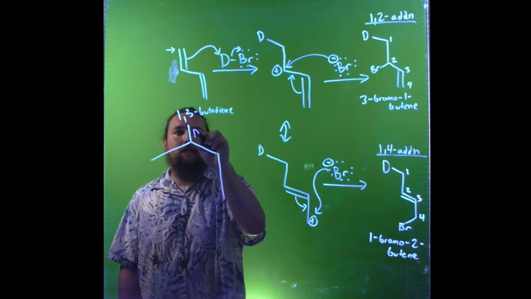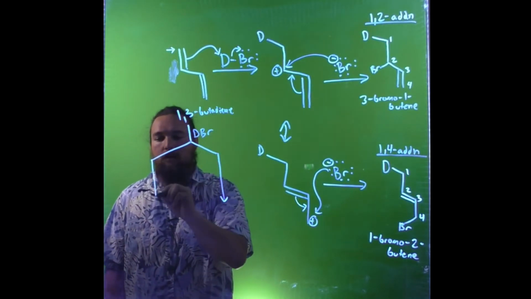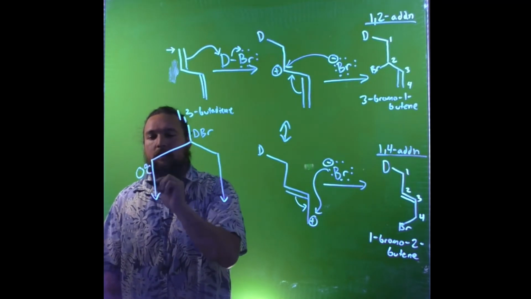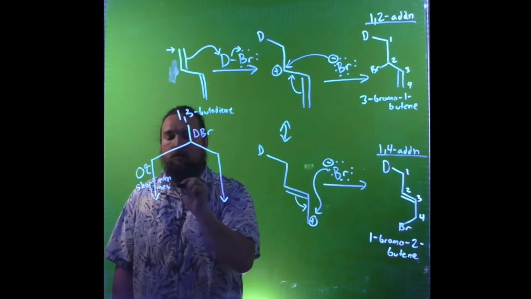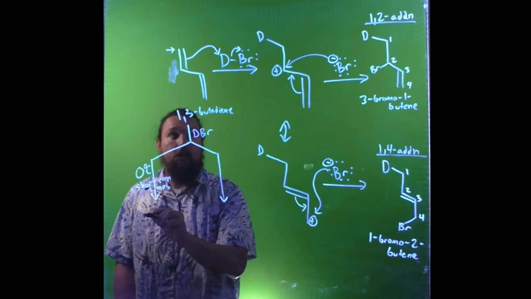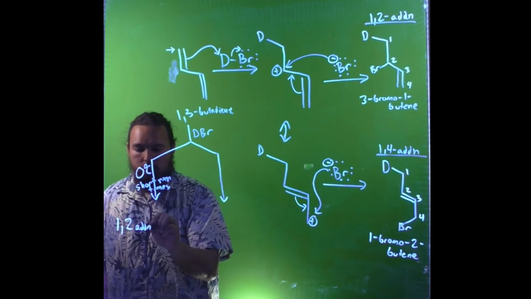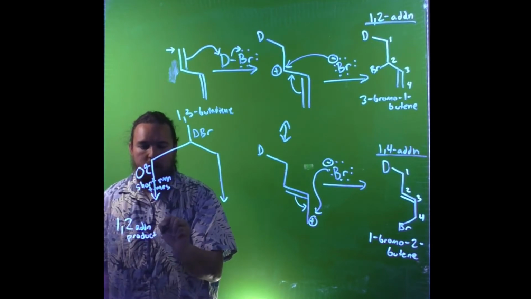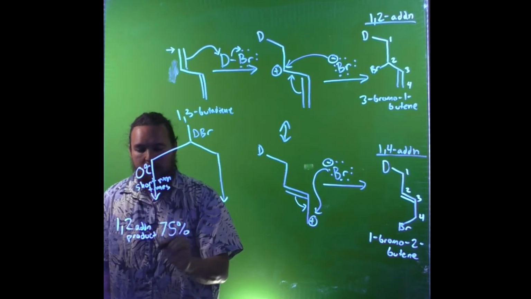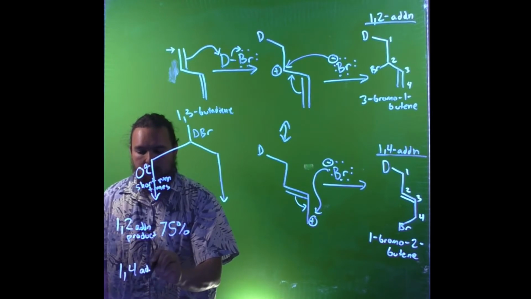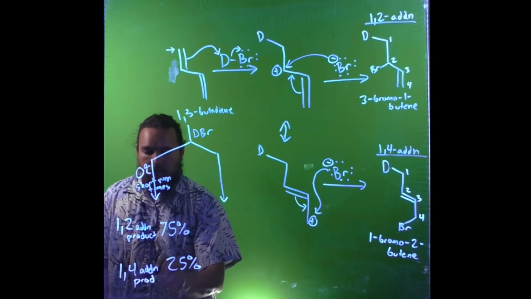One situation, so when we add DBr, if we do this reaction at 0 degrees Celsius with short reaction times, what we see is for the 1,2 addition product, we see this ratio be 75% of the 1,2 addition product, and we see about 25% of the 1,4 addition product.